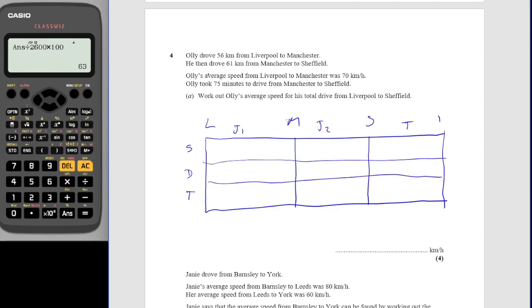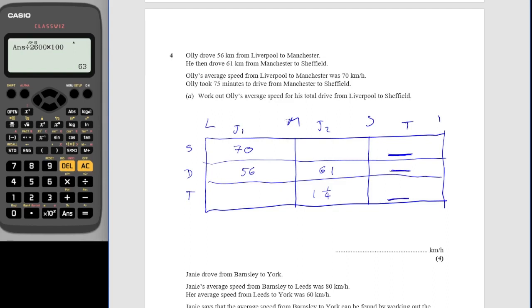Right, information then. Ollie drove 56 kilometres from Liverpool to Manchester, so that's 56 in this block here. He then drove 61 kilometres, Manchester to Sheffield. Ollie's average speed from Liverpool to Manchester was 70 kilometres per hour. And then it took him 75 minutes to travel from Manchester to Sheffield, so that's 1 hour and 15 minutes or 1 1/4 hours. And we want to work out his average speed. So we want to work out this. Okay, so to do that we need this value and this value. We can already do this value.